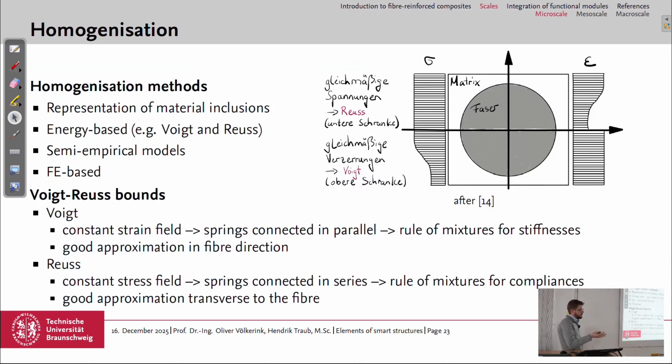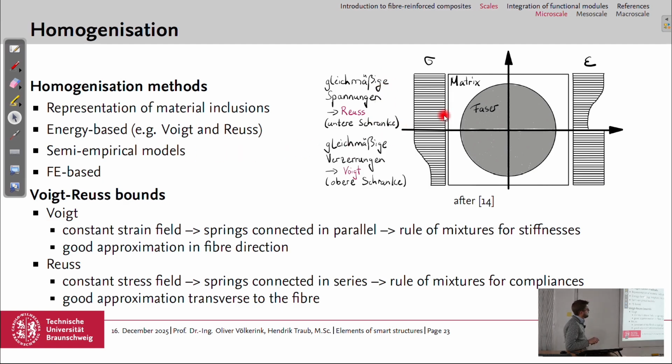To go to the mesoscale, we use homogenization methods. So we need tools to go from fiber and matrix properties to the properties of the single ply. And this can be done, for example, energy-based with analytical methods by Voigt and Reuss, semi-empirical models, or FE-based. We won't go into detail about this, only the idea of the models.